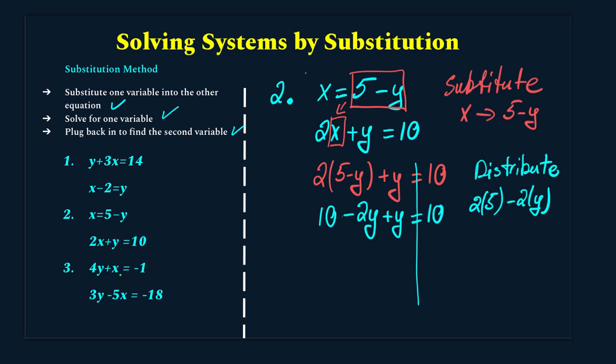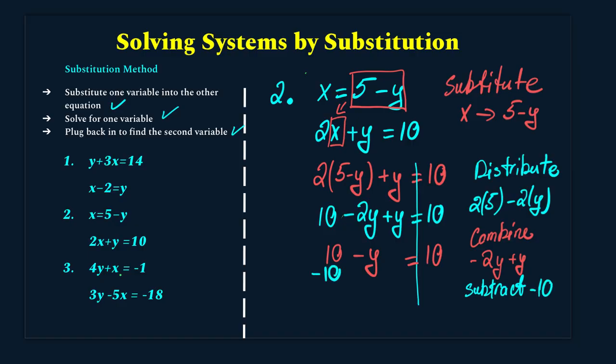What do we do next? We're going to combine. As you can see, I'm going through the process of our second step, which is solving for y. All right, negative 2y plus y will equal negative y. So 10 minus y equals 10. Our next step is to subtract 10 from both sides.